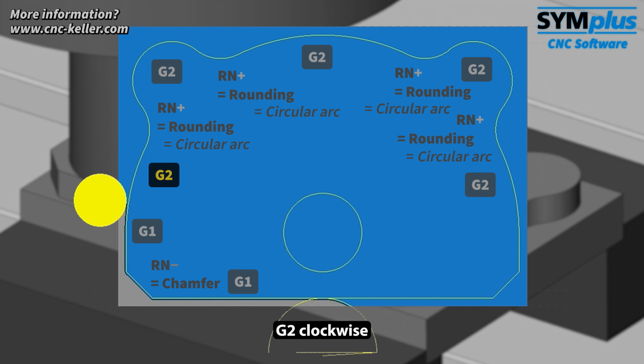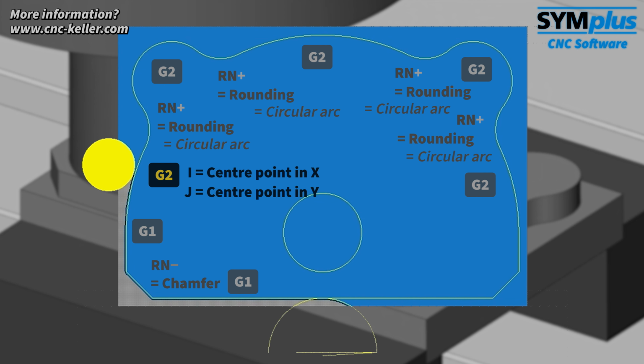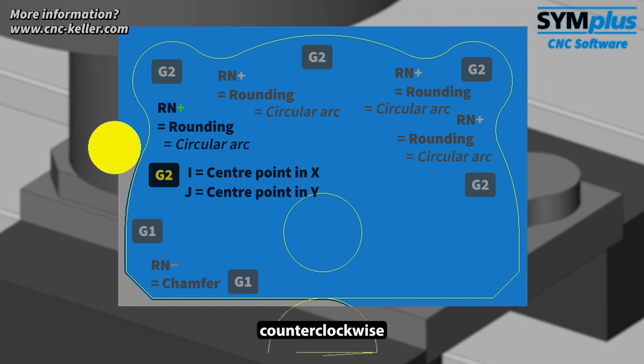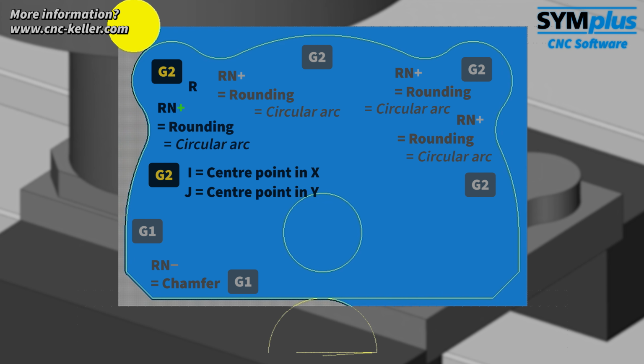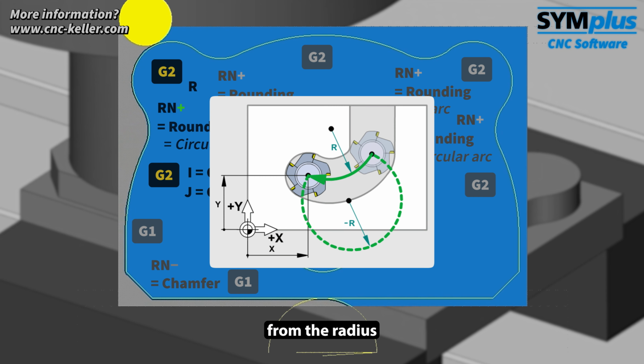First arc, G2 clockwise, programmed with I and J. Second arc, counterclockwise via Rn with a positive value. Third arc, again clockwise, G2, this time only with a fixed radius instead of I and J. This means the control automatically calculates from the radius value where and how the arc runs.